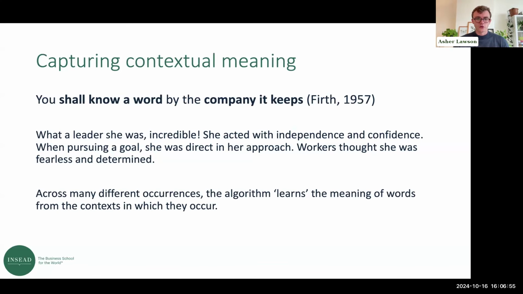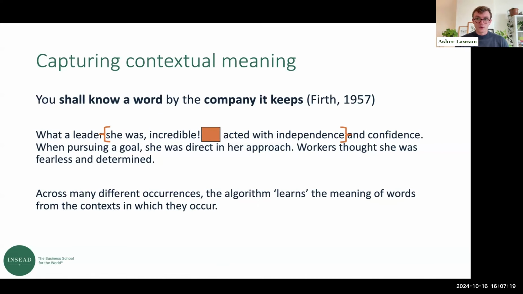All we're going to try and do is predict what word is in that position from the words that are around it. So you can cover up that word, and using the words before and after, so what a leader and was incredible she, you try to predict what is the word in that missing gap. And you do this across many different occurrences of when the word was used. So this is just one case.